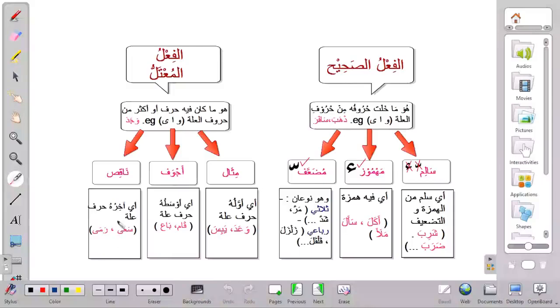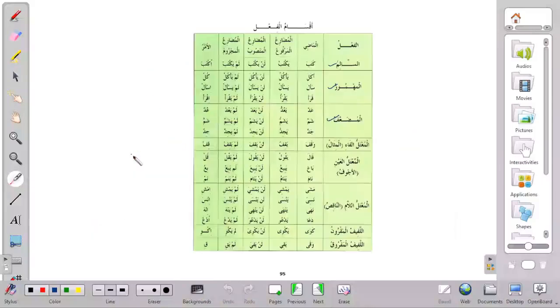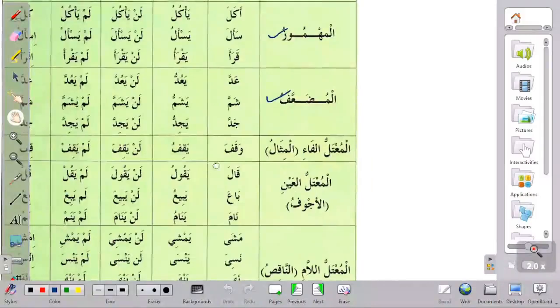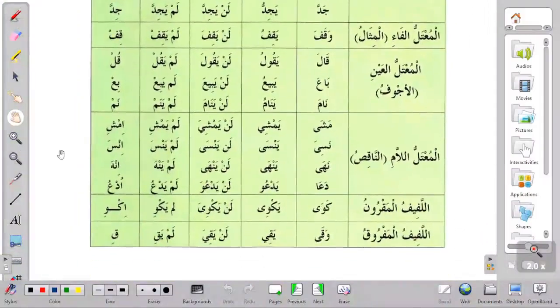And so that's the three categories of the mu'tallu verbs. That's what we are seeing here, and you can see that's what the author put here. He says mu'tallu al-fa, and that is misal, then ajwaf, and then naqis. So misal, the harf al-illa is the first letter. Then ajwaf, the harf al-illa is in the middle. Then naqis, the harf al-illa is at the end. And that's what you can see.